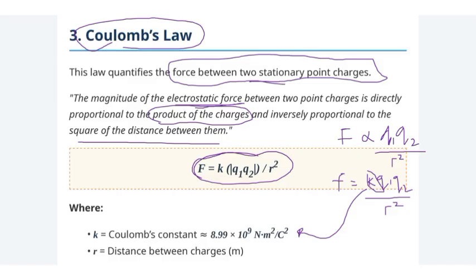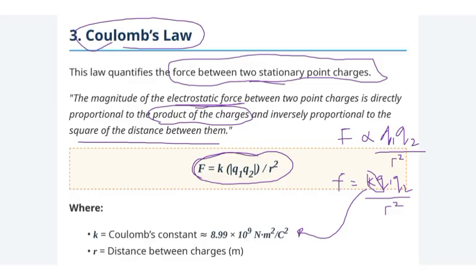Newton meter square per Coulomb square. Please take note of this. It is very, very important for you to take note of all these constants. So I've mentioned two constants in the course of this lecture. The first one was the one related to the electron, and the second one we're mentioning now is Coulomb's constant. Please take note of all these constants. They are very, very important.